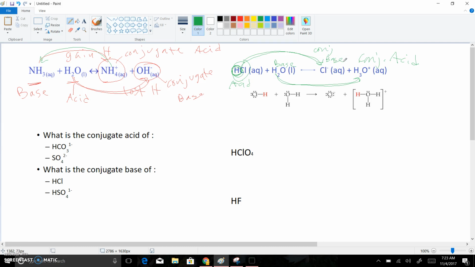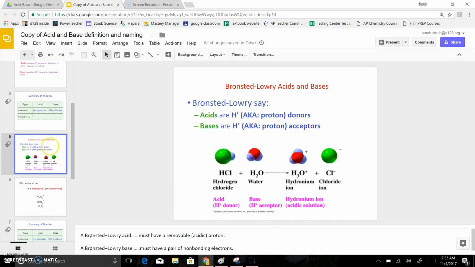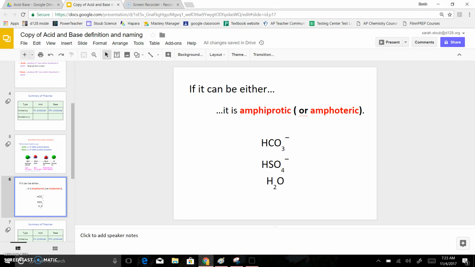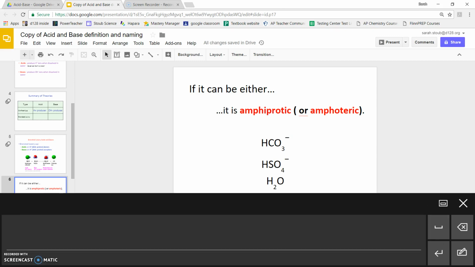Alright, not looking too shabby. One thing you can notice, though, is that water was a base this time, and it was an acid this time. I'm sure you've heard of that word before, because that word is called amphoteric or amphiprotic. Amphoteric is a word I've used in the past. Amphiprotic is something that the AP would use too. So those two words are interchangeable. That means you can act as an acid or as a base.